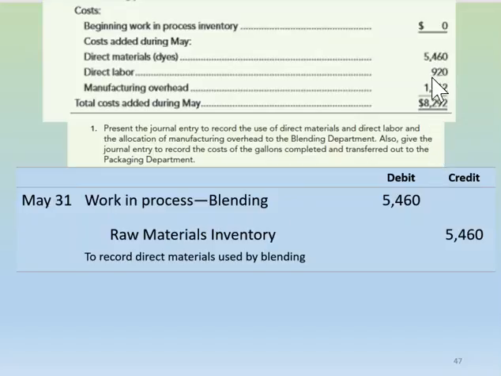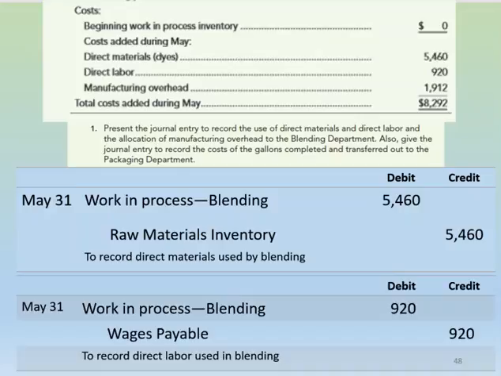Now we're going to need to look at direct labor as well. So we have $920 in direct labor costs that we need to account for. And a similar process will take place here. So we'll debit our work in process to show that we've incurred $920 in direct labor. And we will go ahead and credit our wages payable, which is a liability. So my liability is going to go up until I actually pay them, at which time this will go away. But those costs then are getting pushed into our work in process blending department, $920.